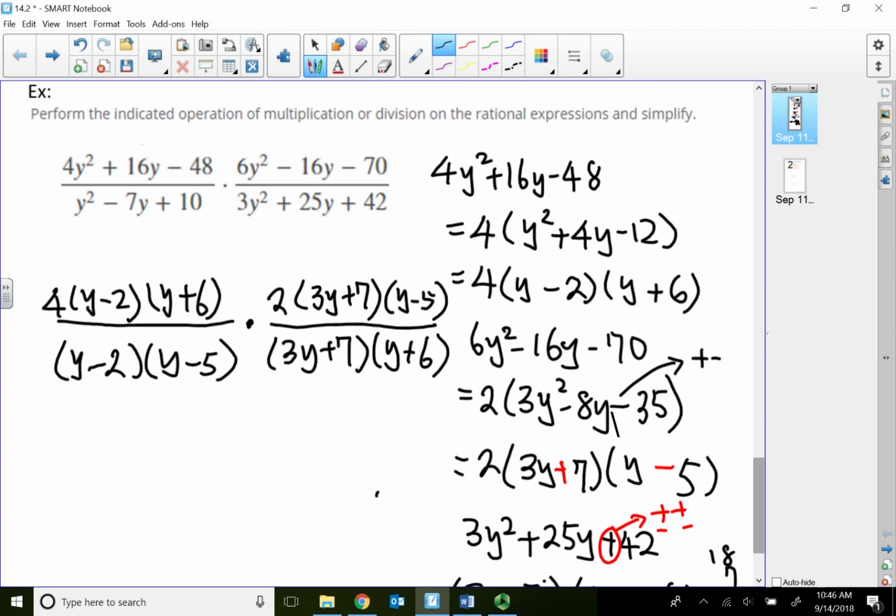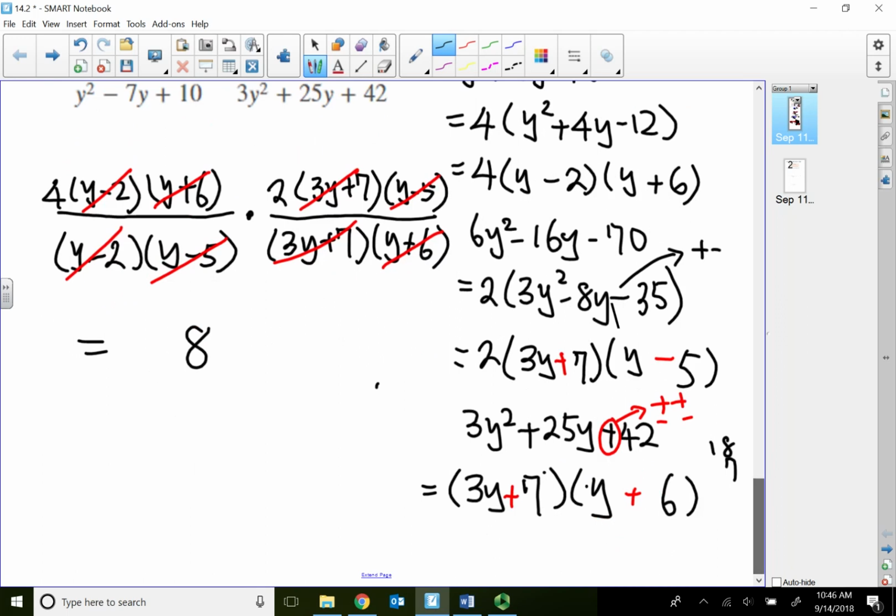All right, now let us reduce top and bottom. I see plus 6, top and bottom. 3y plus 7, top and bottom can be reduced. Ooh, y minus 2, top and bottom can be reduced. Minus 5 can be reduced. So the only thing I have left here is a 4 on the top times a 2 on the top. So that will give me my answer, just simply 8.